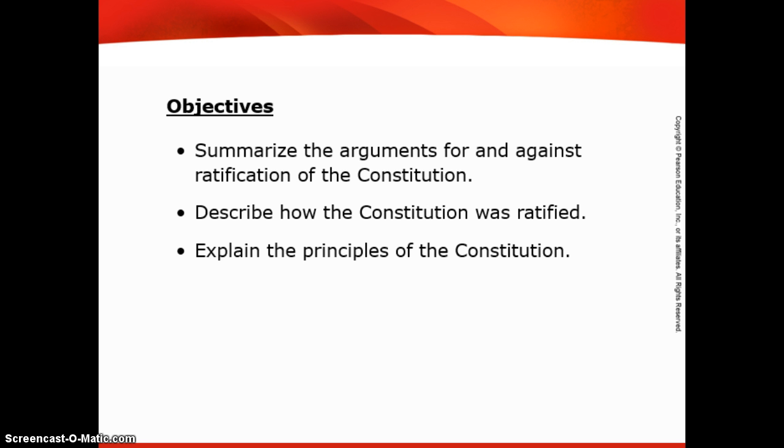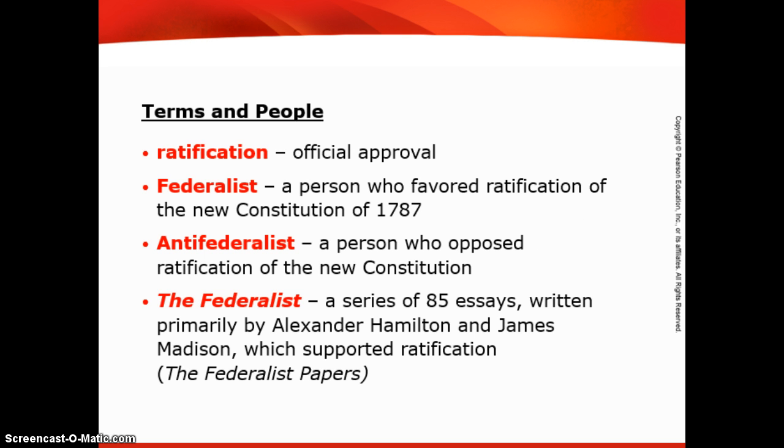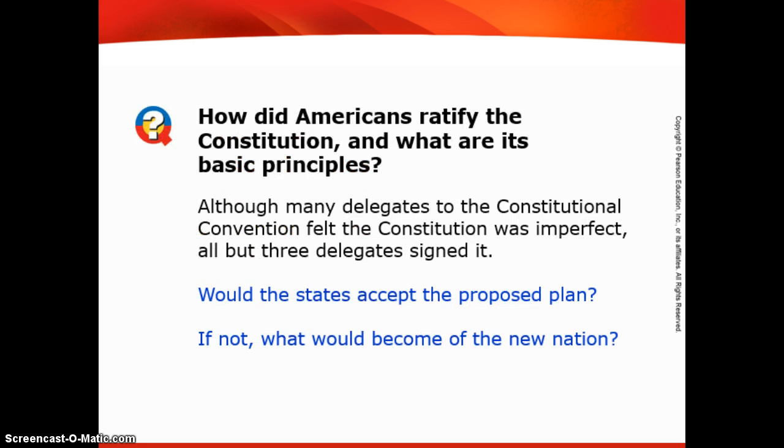The essential questions: we basically are going to summarize the arguments for and against ratification of the Constitution and explain some of the principles of the Constitution. Terms and people, once again, please make your flashcards.